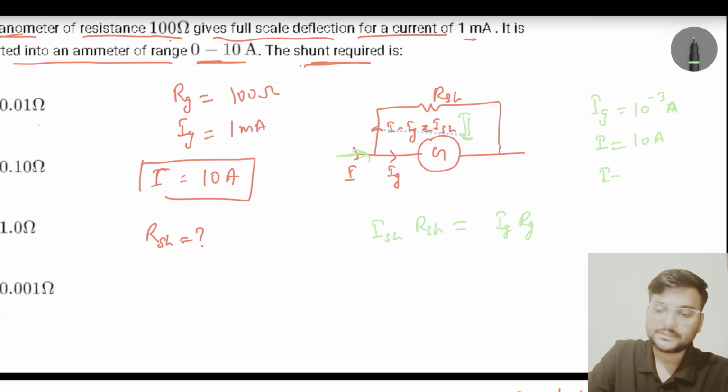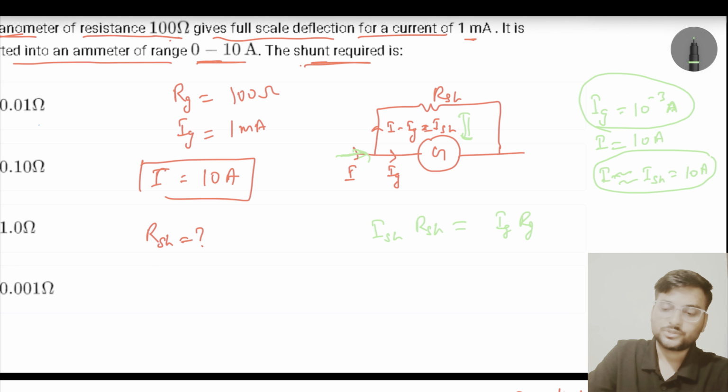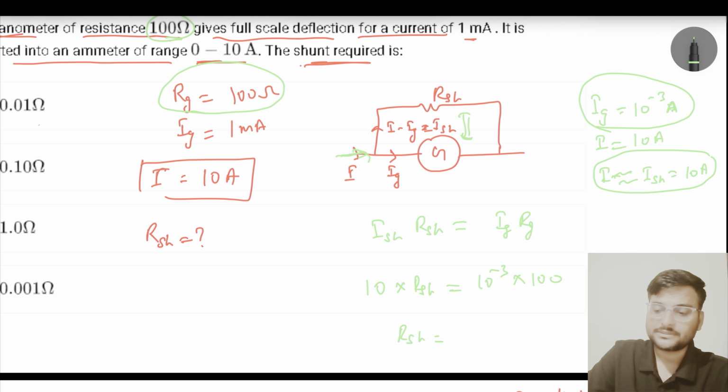So I is approximately equal to the shunt current, that is 10 ampere, because the galvanometer current is very very small. So 10 into R SH is equal to 10 power minus 3 into Rg, and Rg is given as 100 in the question. So R SH is equal to 0.001 into 100 divided by 10, that is 1 upon 100. So the value is 0.01 ohm.